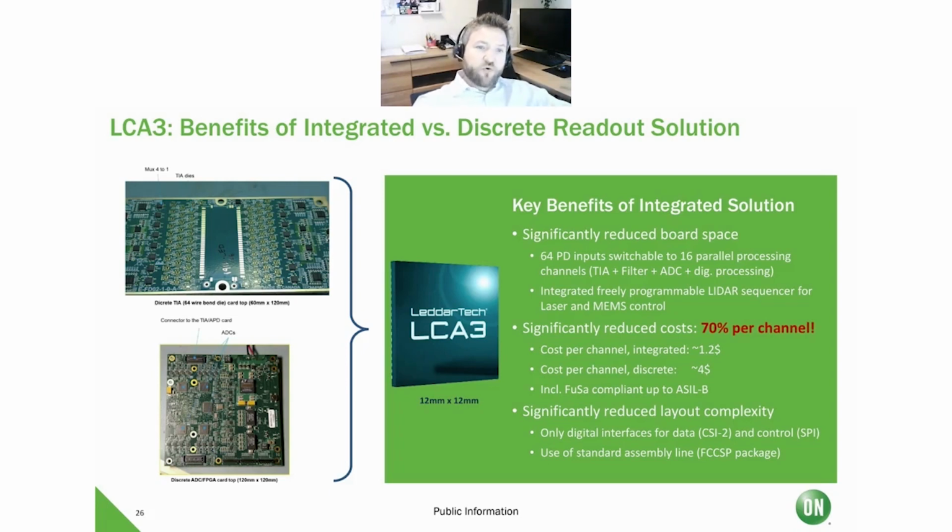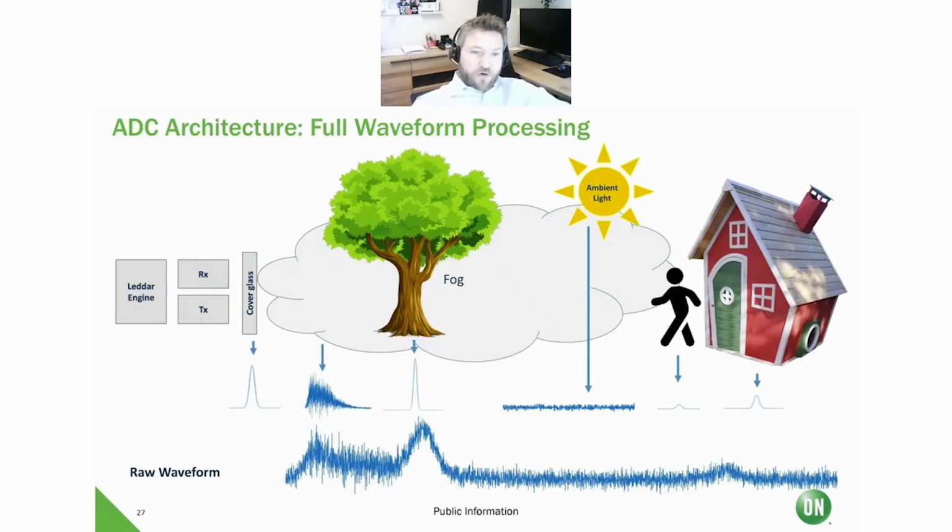Now some words on what we mean with full waveform processing. On this slide, we would like to show a typical scenario of what can happen in the field, and the resulting signals we capture at the end on the photodetector. For example, we have a very close reflection from the cover glass. Then environment conditions like fog, which gives a dedicated signature. Then targets like the tree, the pedestrian or the house, and also some additional ambient imperfection coming, for example, from the ambient light. And when you combine all these artifacts, you get on the lower side the complete raw full waveform.